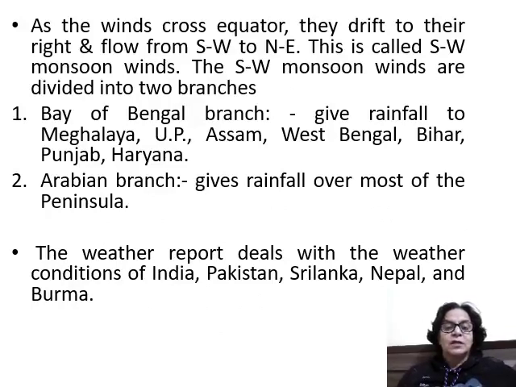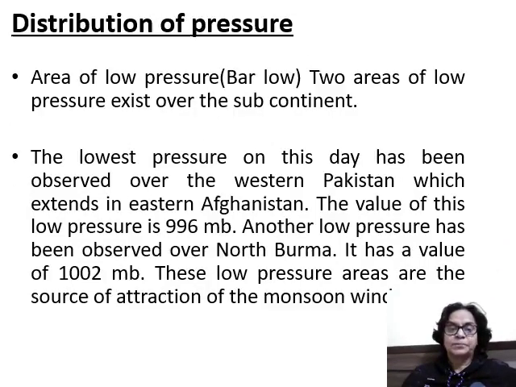One is the Bay of Bengal branch, which gives rainfall to Meghalaya, UP, Assam, West Bengal, Bihar, and right up to Haryana, and the Arabian Sea branch, which gives rainfall to most part of the Deccan Plateau or the peninsula. Now, this weather report, which is called the Indian Daily Weather Report, represents weather conditions of the Indian subcontinent, that is India and surrounding countries.